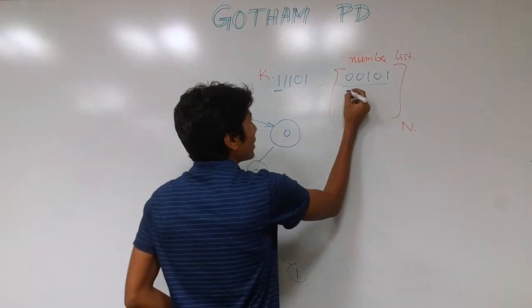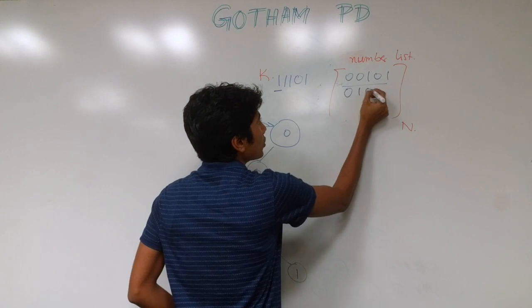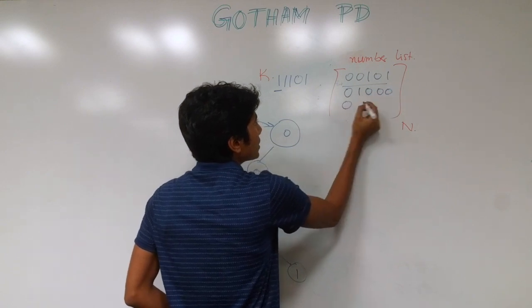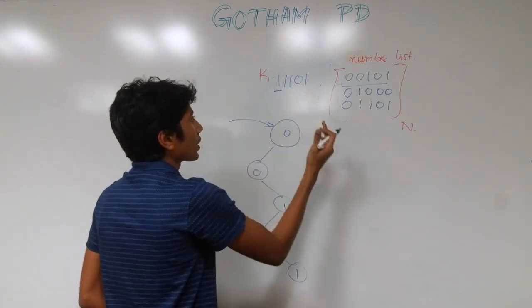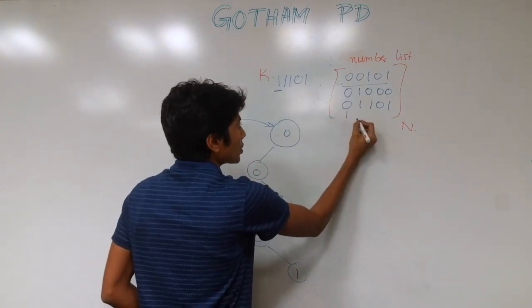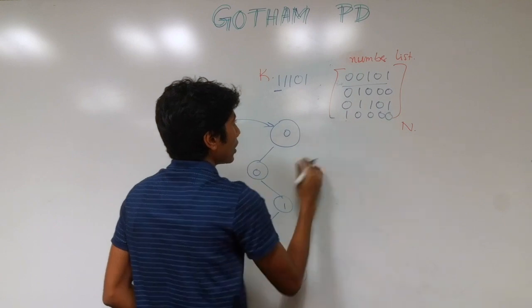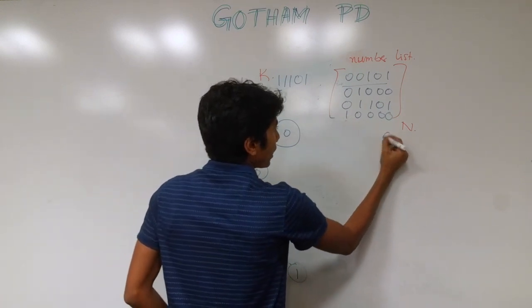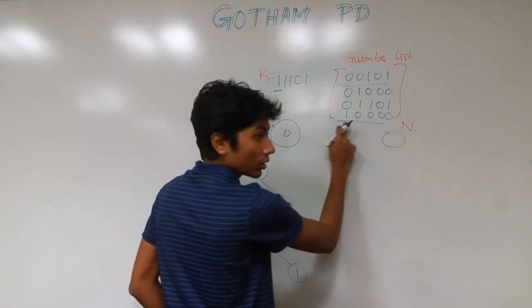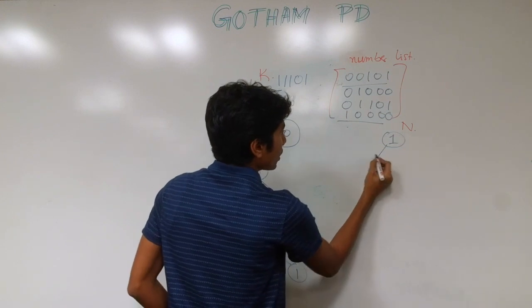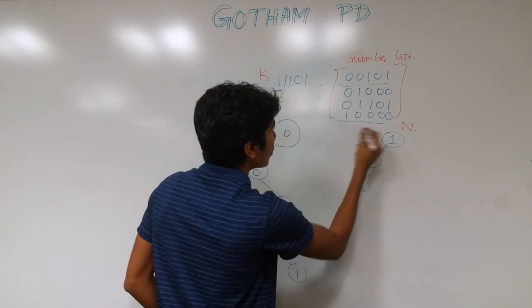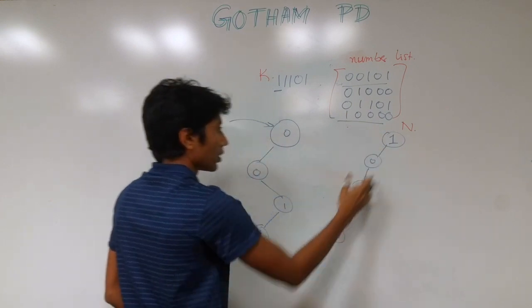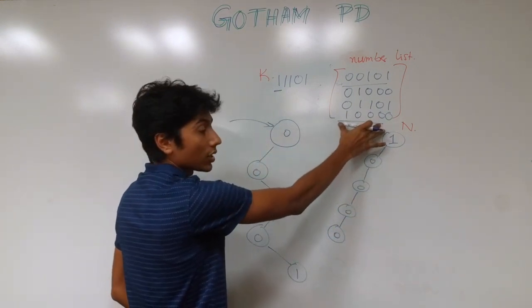So let's add two more numbers. 0, 1, 0, 0, 0, and 0, 1, 1, 0, 1. Okay. Come to the root. And let's add another number just for fun because this won't be used. This trie represents the last number. It's going to be represented as 1, 0, 0, 0, 0. Okay, this is the trie for the last number.